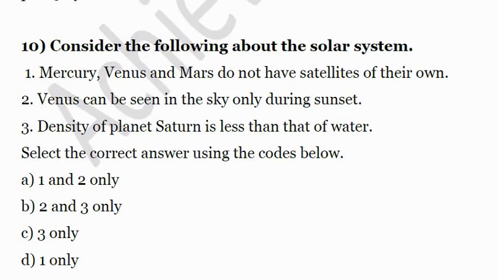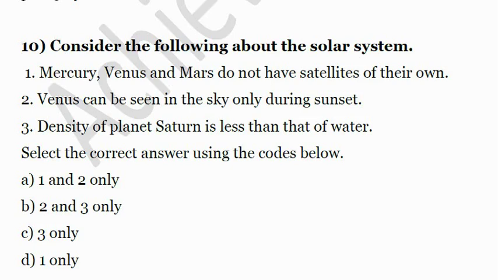Friends, actually this is a question of geography, so it has been included in environment by mistake. But don't worry, we have to cover general studies, and geography is also part of your syllabus. So let's see what is correct. Mercury and Venus do not have their own satellite, but Mars does have its own satellites. It has two. So the first statement is clearly incorrect.